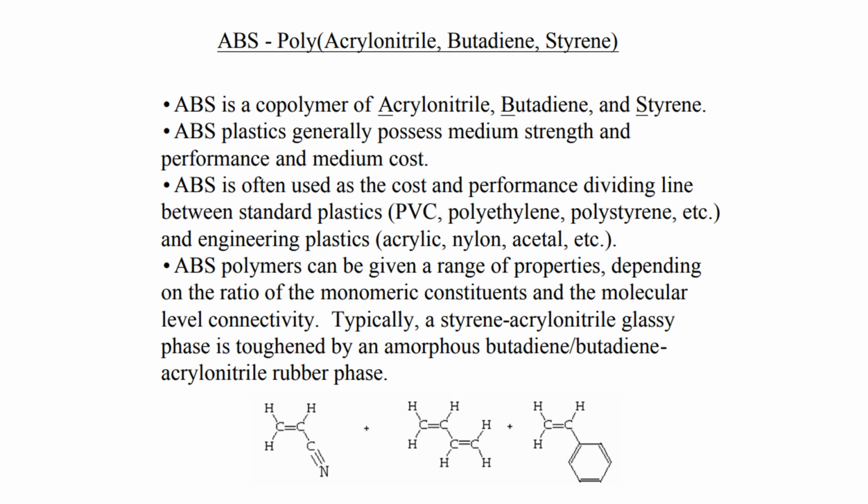Another good example of a copolymer is ABS, acrylonitrile butadiene styrene, and that's got 3 monomers within the polymer backbone, and depending on the ratio of each monomer with respect to the others, you can very easily tailor the property of the final polymer for its intended application.